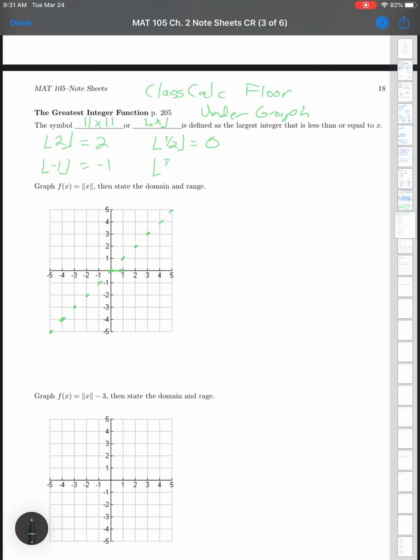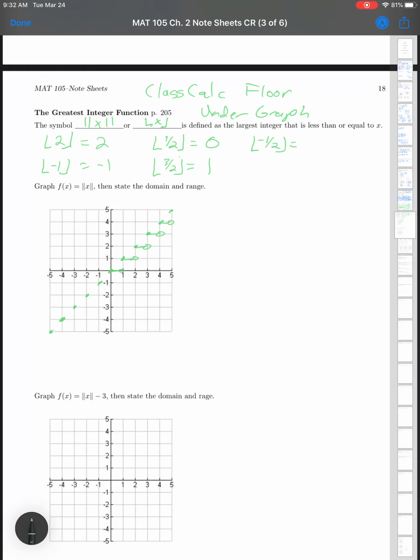If I pick any number between 1 and 2, like 3/2, that's 1.5. The greatest integer less than 1.5 would be 1. So for any value between 1 and 2, I get 1. For any value between 2 and 3, I get 2. For any value between 3 and 4, I get 3. For any value between 4 and 5, I get 4. So with positive numbers, you can really just think about it as throwing away the decimal. However, when you do this with negative numbers, it gets slightly trickier.